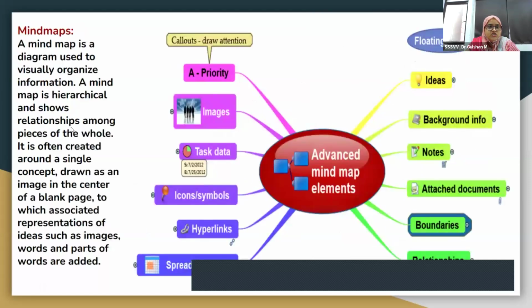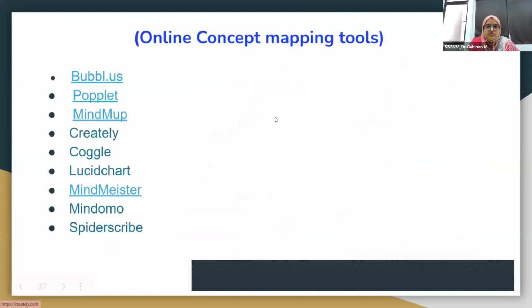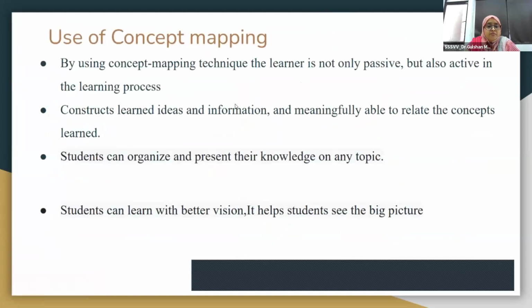So it is the explanation of mind maps. We have just discussed it. So we are not going to repeat that. There are some online concept mapping tools, that is bubble.us, Poplet, MindMap, Creately, Coggle, Lucidchart, MindMeister, Mindomo, SpiderStripe. These are few, but there are a lot of concept mapping tools available online. But you should look for those tools only which are free to use.